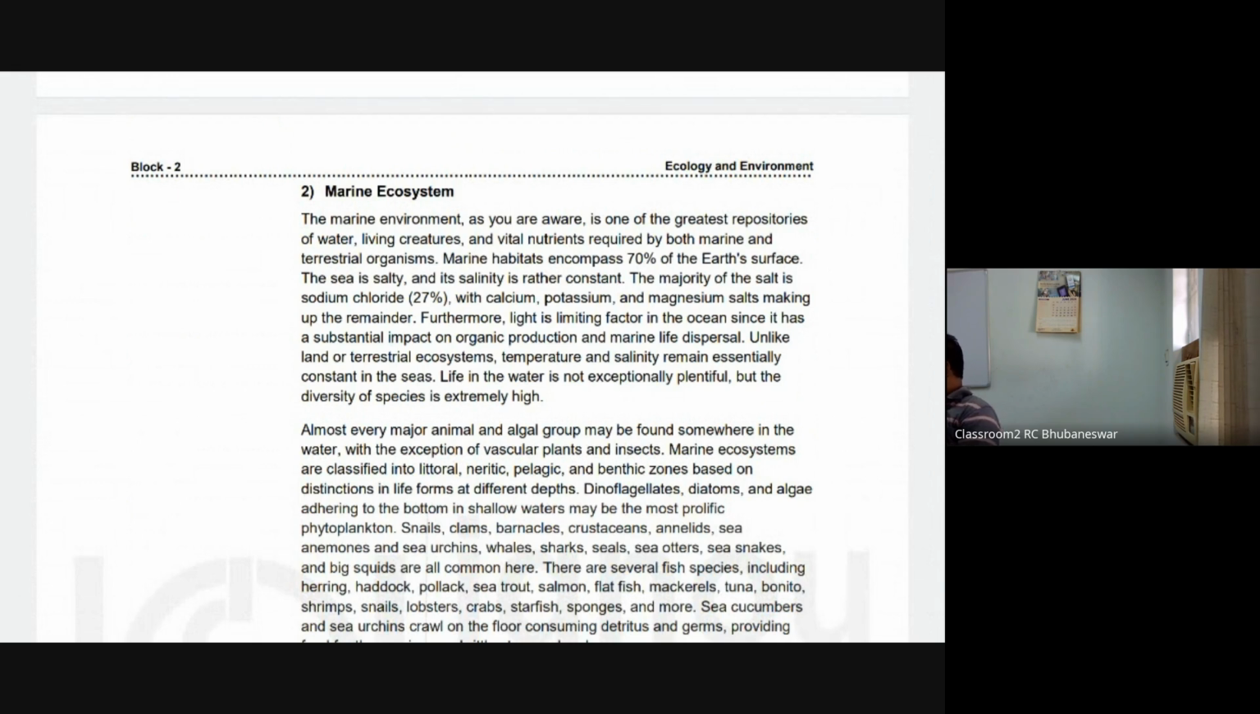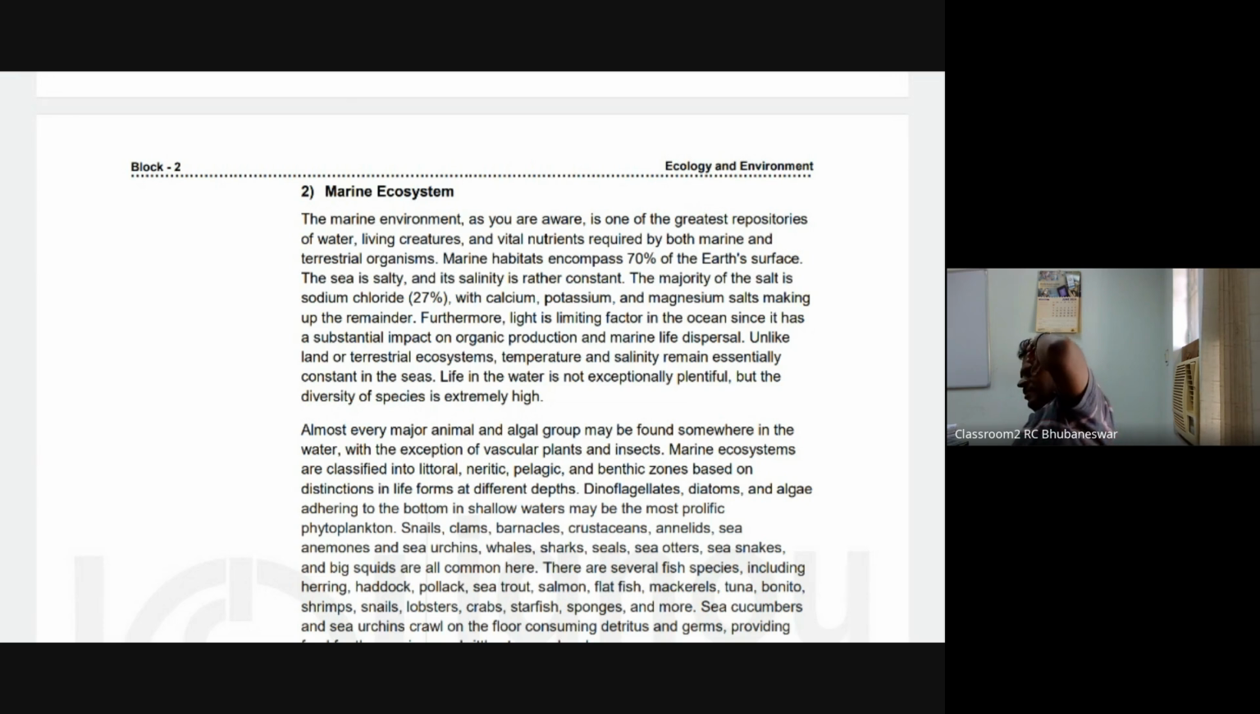So marine habitats encompass 70% of the Earth's surface. The majority of the salt is sodium chloride, as we know, and other than that you do have potassium and magnesium salts. Furthermore, light is a limiting factor in the ocean, which has a substantial impact on organic production and marine life dispersal. Unlike land and the terrestrial ecosystem, temperature and salinity remain essentially constant in the seas.